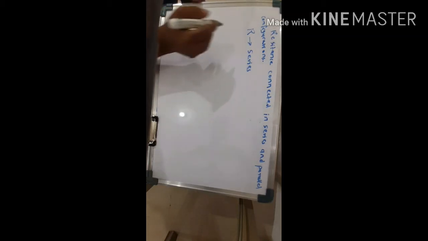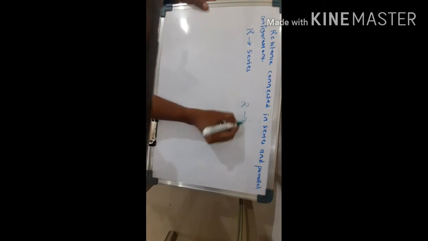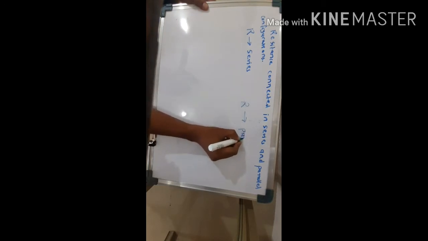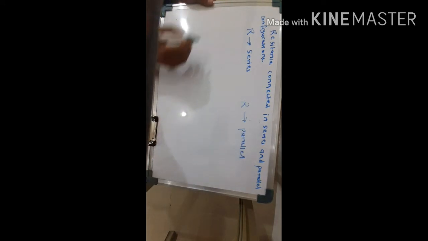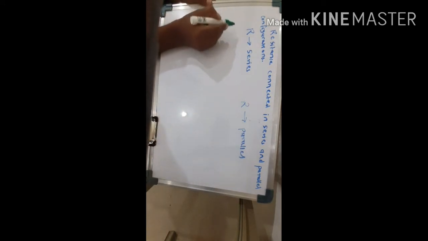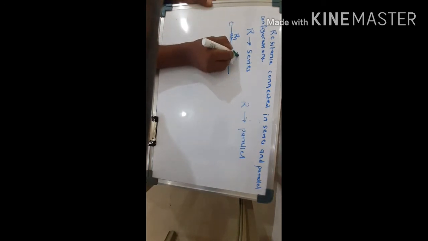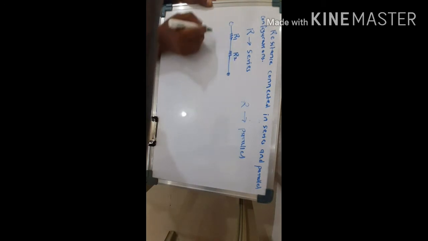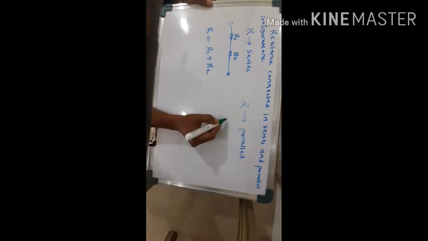Hello students, today we will see the resistance connected in series and parallel configuration. In this video, firstly we will start with two resistances connected in series, that is R1 and R2. When the two resistances are connected in series, the resultant is R1 plus R2.